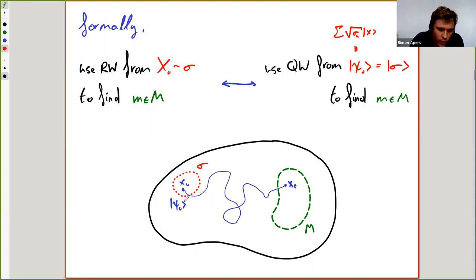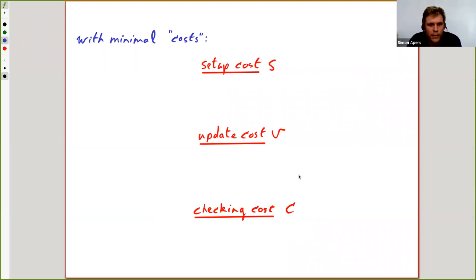And now starting from this quantum state, we want to use quantum walks to move throughout the graph and at some point end up with a quantum state psi t, which has significant overlap with M, right? So that basically hits M. And effectively, ultimately, we want to find an element in M. Okay. Now, while doing so, we want to minimize certain costs associated to these schemes.